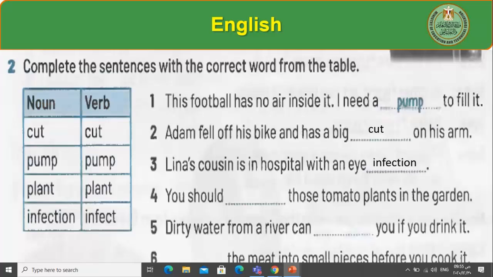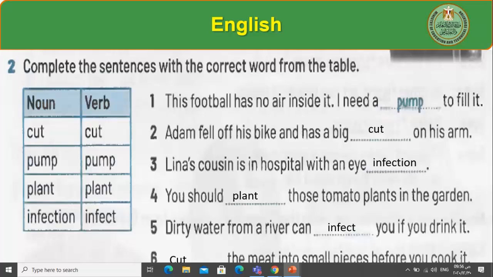Number four, you should plant those tomato plants in the garden. Yes, you should plant those tomato plants in the garden. Number five, dirty water from a river can infect you if you drink it. It infects you if you drink the dirty water. The last one, number six, cut the meat into small pieces before you cook it. Cut here is a verb, meaning cut the meat into small pieces before cooking. Okay, but in number two, cut is a noun, a wound.